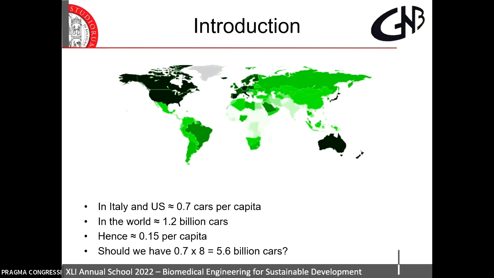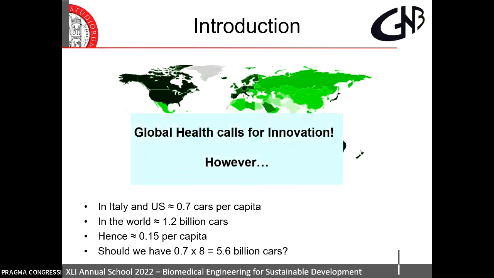One can argue, why should we have everywhere the same number of cars? Having a car is probably not a human right, and we can argue, again, it's an open issue, open question, that it's okay having more cars somewhere. But healthcare, better to say, is a human right, so we cannot think of keeping inequalities in the field of healthcare. So global health calls for innovation.